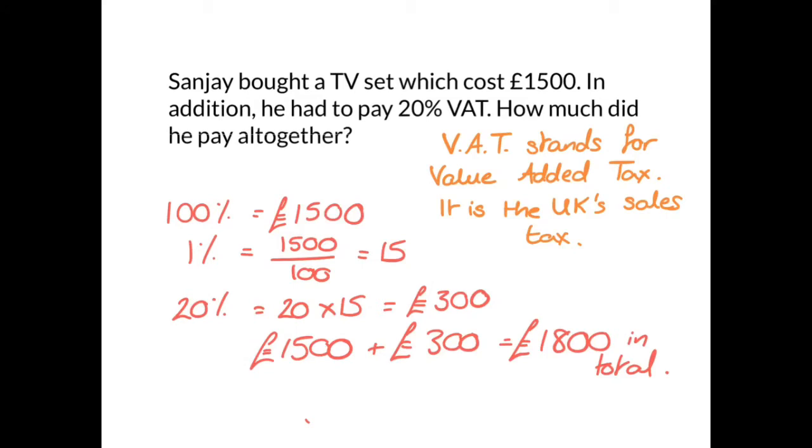Sanjay bought a TV set which cost £1,500. In addition, he had to pay 20% VAT. VAT stands for value added tax. It's the sales tax we have in the UK. How much did he pay altogether?